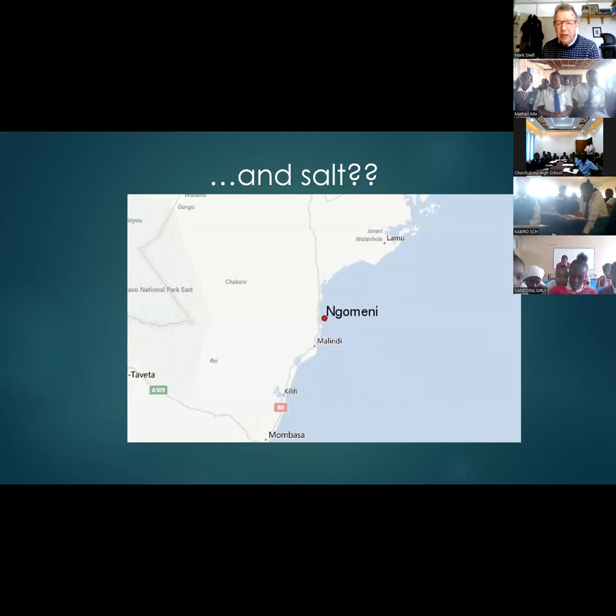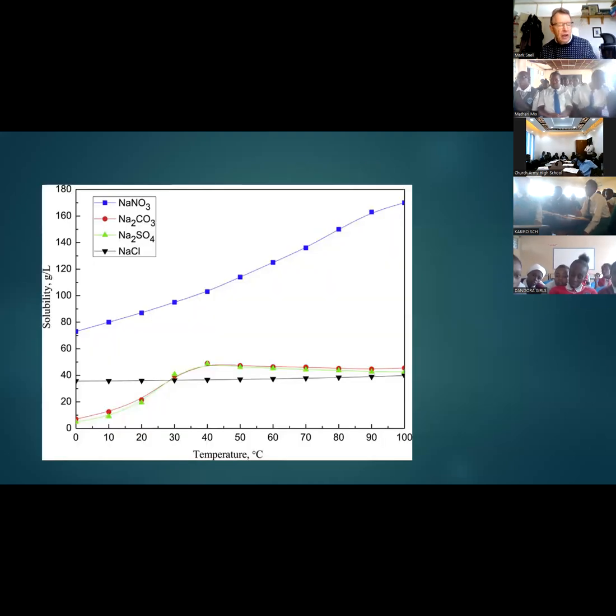And the second place we're going to go on our little journey today across Kenya is just north of Malindi on the way up to Lamu. And this is very famous internationally because this is a place where we look at the line here with the black triangles. This is where we get sodium chloride out of the sea.